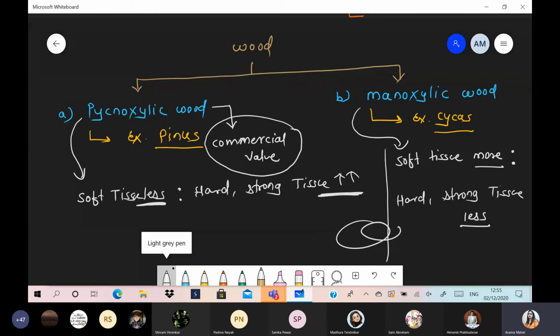We will discuss that part later. Hard tissue is nothing but the xylem. Secondary xylem amount is more, right? And if secondary xylem fiber amount is more, that is a good quality of wood which is used for commercial purposes. Done? We are talking about the two types, that is pycnocyclic, example is pinus, having good commercial value, and the another one that is manocyclic, example is cycas, where soft tissues are more.